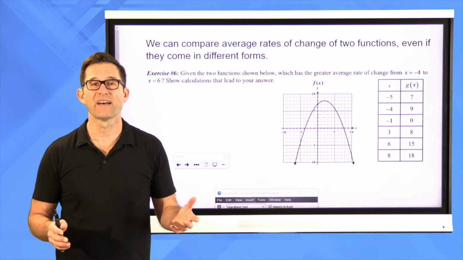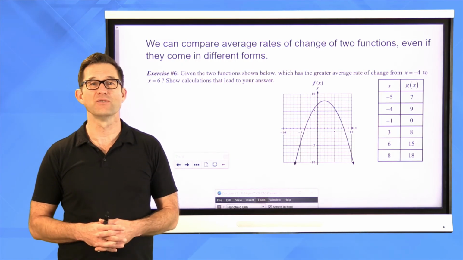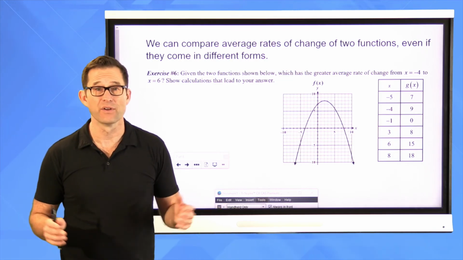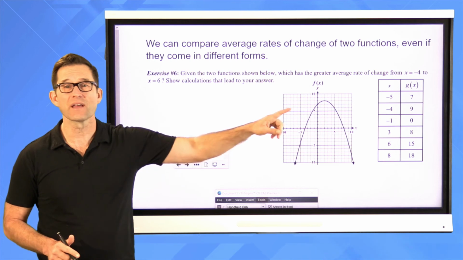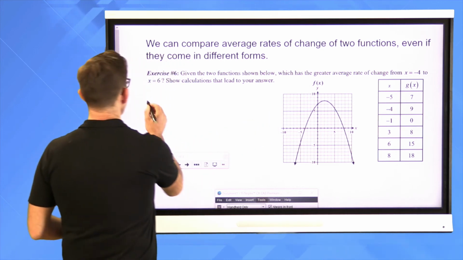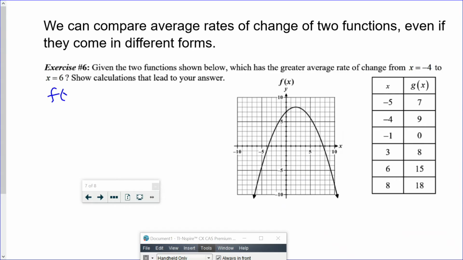I shouldn't say the faster average rate of change. An average rate of change is a number. Numbers aren't fast, they're just numbers. Which one has the greater average rate of change? Well, let's first take a look at f of x, right? So for the function f of x, the first thing I want to know is my two function values. Like what is f of -4 and what is f of 6?